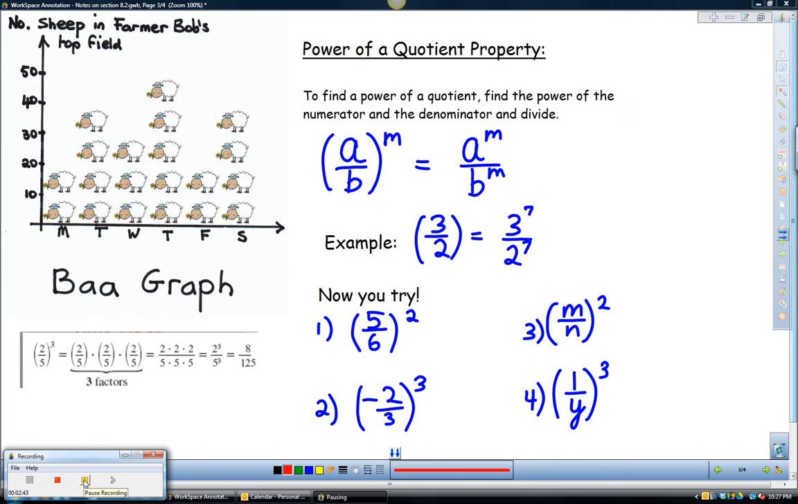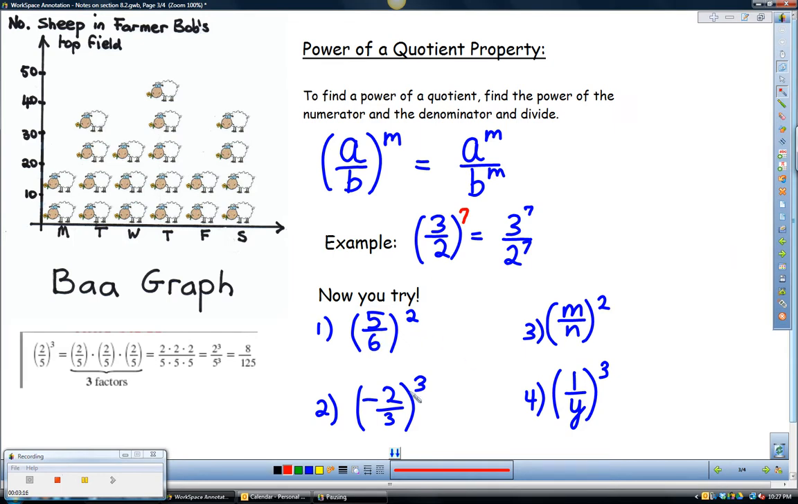Now we have the power of a quotient property, and that says to find a power of a quotient, that's 2 things being divided, find the power of the numerator and the denominator, and then divide it. So you can see from this example that the m gets applied to the a, the m gets applied to the b. So a over b to the m power is equal to a to the m over b to the m. Here's an example. 3 over 2, to the 7th power, equals 3 to the 7th over 2 to the 7th.